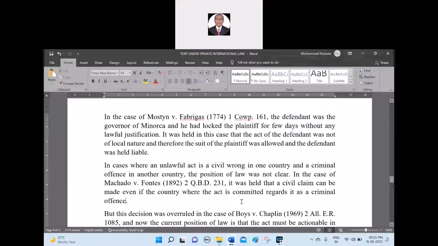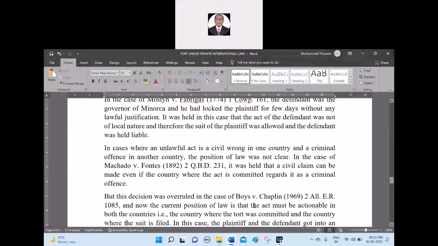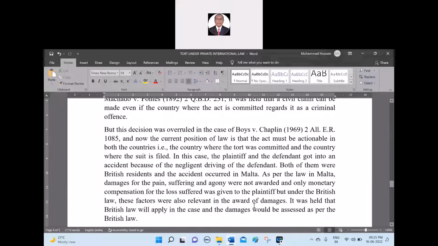So, Machado versus. Okay, another case law I will teach, then I will stop my teaching today. Yes, but this decision was overruled in the case of Boyce versus Chaplin. Let us see what Boyce versus Chaplin says. It is 1969, it should be a square bracket because All England Reports are in volumes.